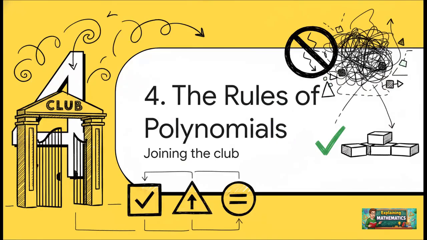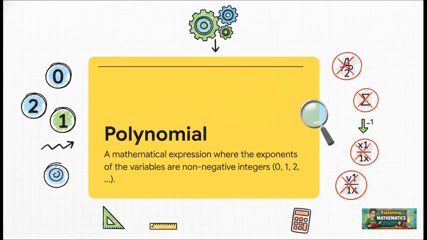Okay, so this brings up a really important question. Can any old expression with letters and numbers be called a polynomial? And the answer is no, absolutely not. There are some very specific rules you have to follow to get into this club. And honestly, there's one single rule that's more important than any other.